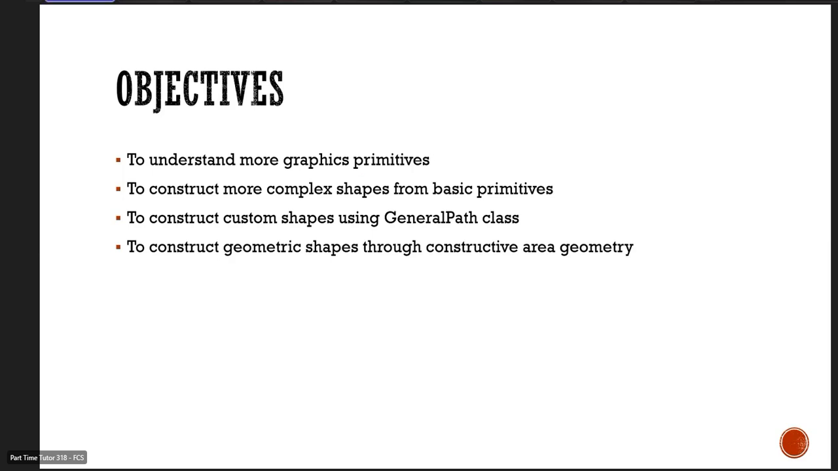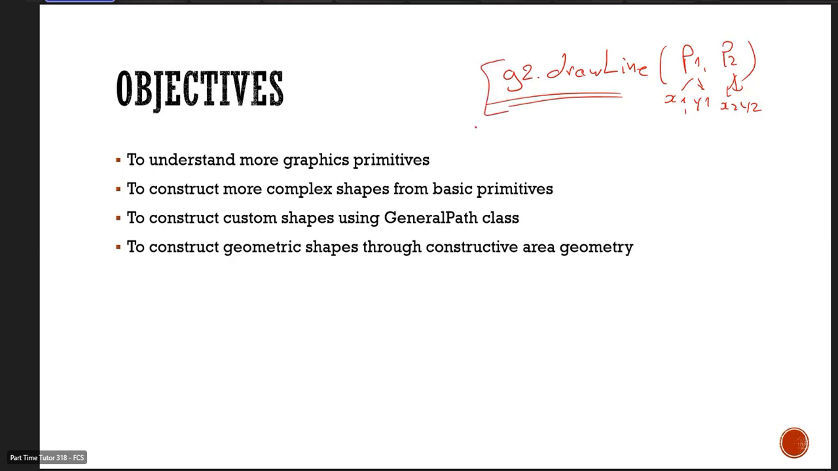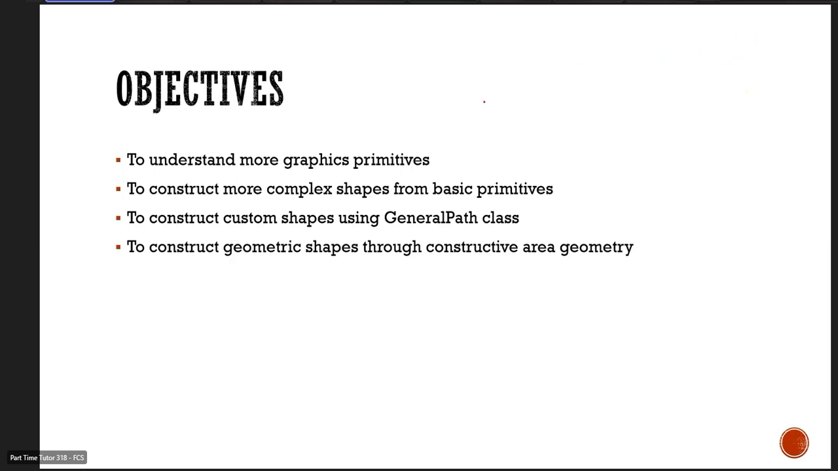Okay, so if you want to remember, to make g or g2, for example, the draw line. Then we can give the first point P1 and the second point P2. So P1 here is X1, Y1, and the P2 has also two values, X2 and Y2. So here we are doing what? We are making the modeling and the rendering at the same time. And you have seen in the previous class how to use the graphics 2D.